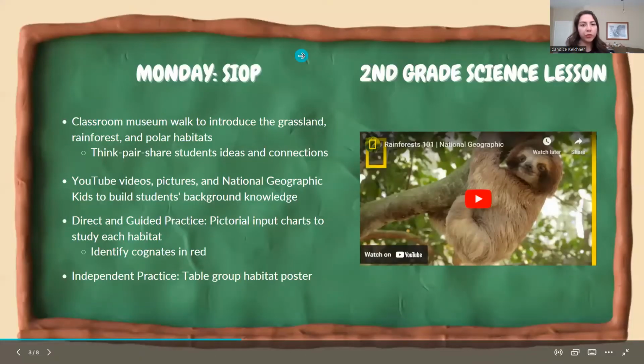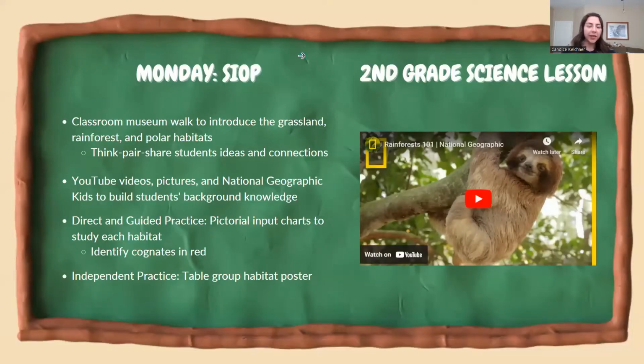So Monday we'll introduce GLAD strategies. To begin the lesson, students will partake in a museum walk. With their table group, they will tour different picture collages throughout the classroom that illustrate the grassland, rainforest, and polar habitats. Students will return to their seats to think, pair, share about their reflections and connections.